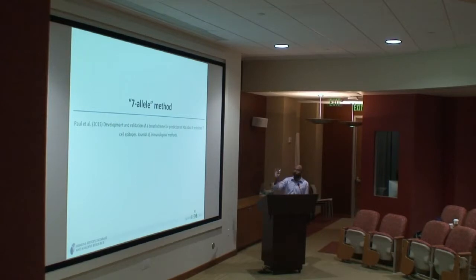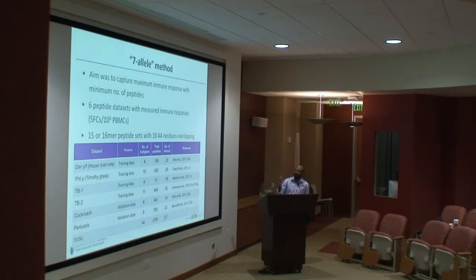Now I'm moving on to another method, what we call the 7 allele method. We published this paper a couple of years ago. In this study, we were trying to find immunogenicity. We had data sets of immune response from different studies, and these were the data sets that we used. These are not binders or binding affinity, but the immune response.